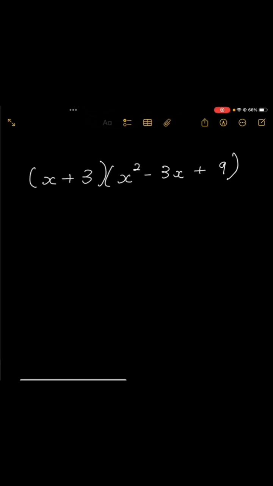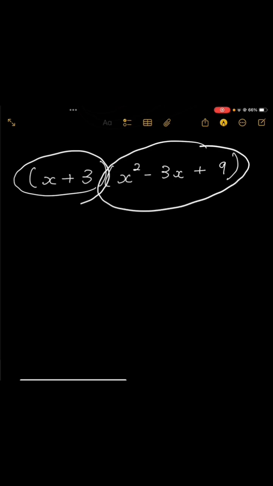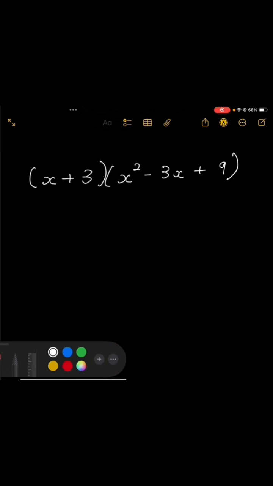Okay, ladies and gents, so let's simplify the following expression fully. Once you are given an expression like this, remember, here you're given two brackets that are multiplying each other. This is the first bracket and the second bracket, and they say simplify. Very, very simple.